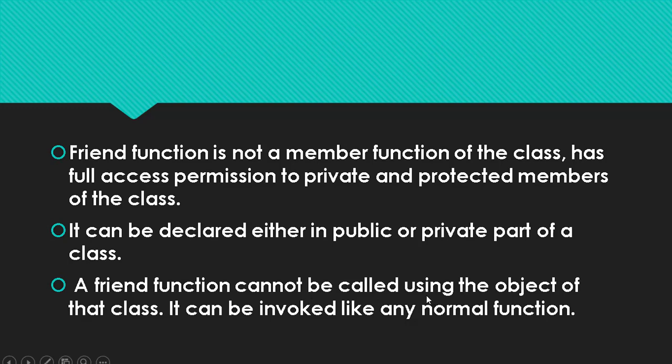A friend function cannot be called using the object of that class. It need not be called using the object of the class. For a normal member function, we use the object name, dot, and then the function name. But a friend function cannot be called using the object of that class. It can be invoked like any normal function without using the object of that class.